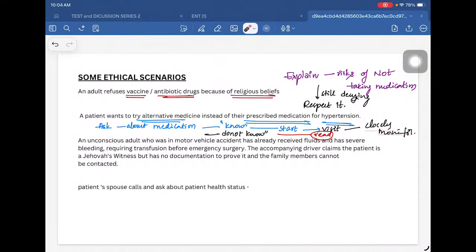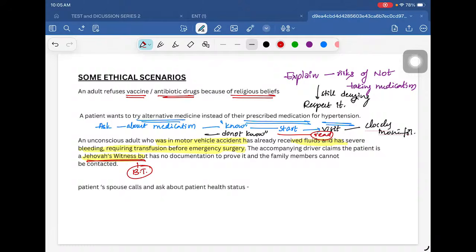Then we have an unconscious adult who was in a motor vehicle accident, has already received fluids and has severe bleeding requiring transfusion before the emergency surgery. The accompanying driver claims the patient is a Jehovah's Witness but has no documentation to prove it, and the family members cannot be contacted. Jehovah's Witnesses are a certain group who do not allow blood transfusion because of their religious belief.